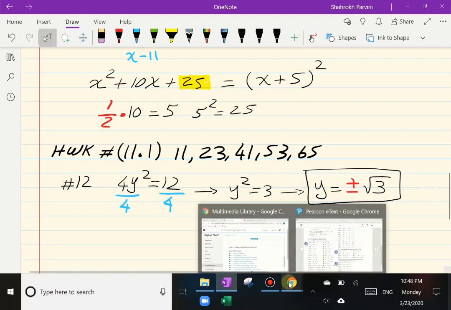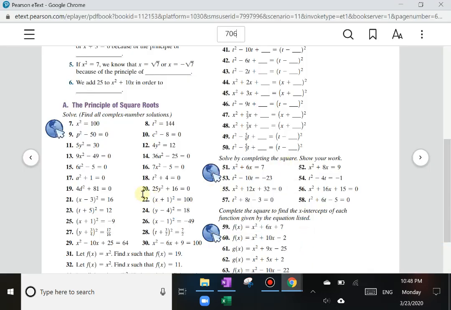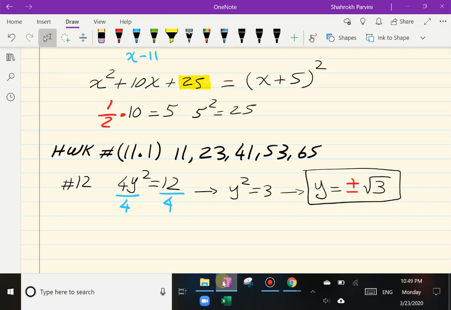So let me show you what number 23 now looks like. This is exercise number 23. And there you go. In number 23, that's this one. The one you're doing for your homework is this one. So I'm going to do number 24. Number 24 is y minus 4 squared is equal to 18. Okay. Number 24, we have, again, y minus 4 squared equals 18.